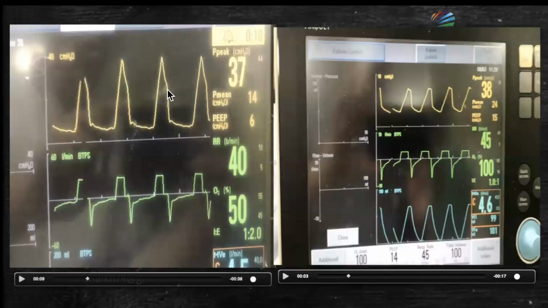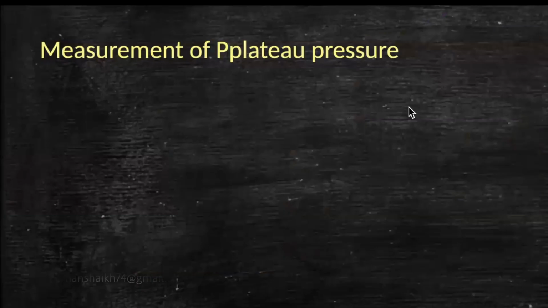Both are on volume control mode. That's why we have PIP, P plateau, and we can see the volume. We can see the flow time scalar also with constant flow in both. So basically, in volume control mode, increased distance between PIP and P plateau is suggestive of airway resistance, and very little difference between PIP and P plateau is suggestive of poor compliance.